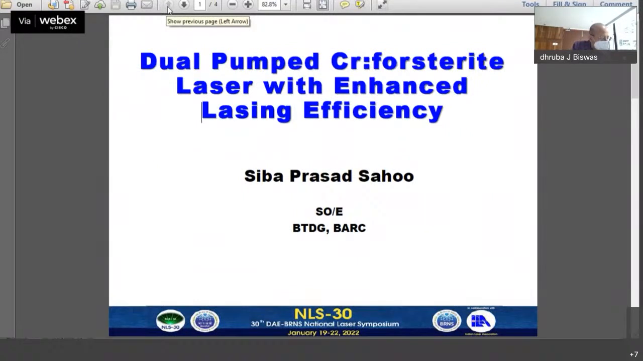Okay, good afternoon, everybody. I'm Sivaprasad Sahu from BARC. Today I'm going to present a novel laser pumping technique, called the dual pumping technique, in which we have increased the efficiency of the laser almost twice. Please proceed to the next slide.